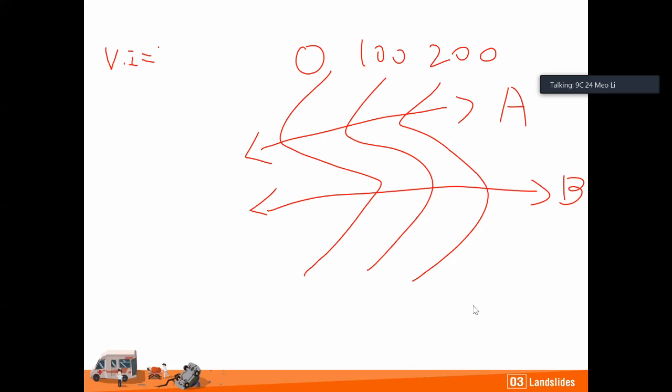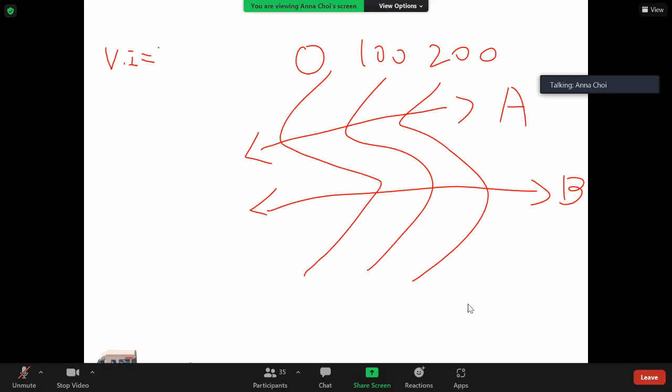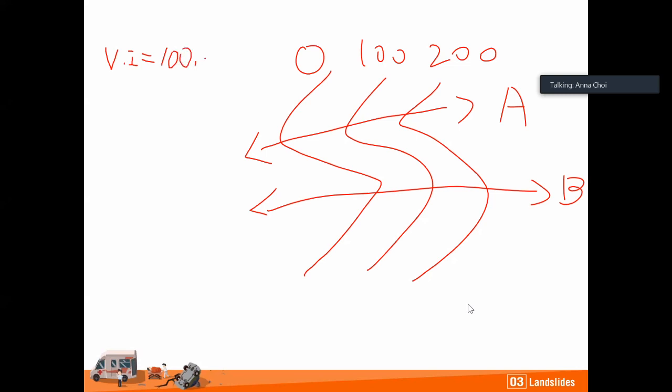Vertical interval. That will be related to the height difference between two contour lines. 100, 100 meters, thanks. Okay, so right now I would like to ask, is A a valley or spur, and the same case, is B a valley or spur? So could you show your answer in the polling again?